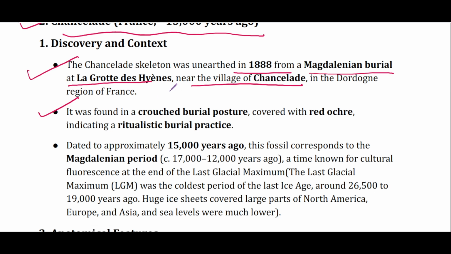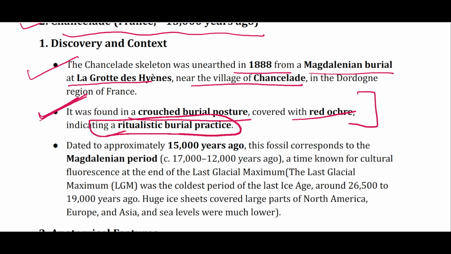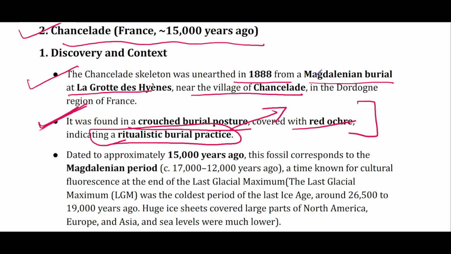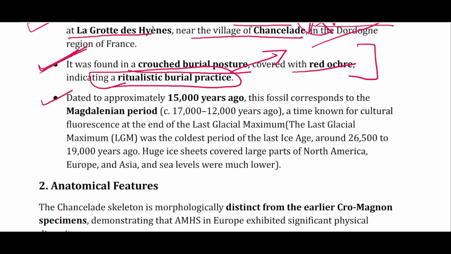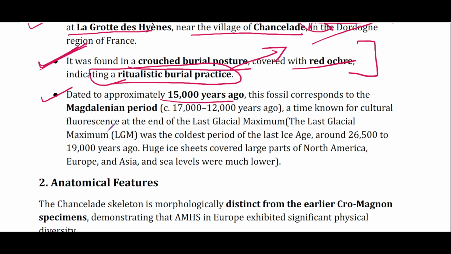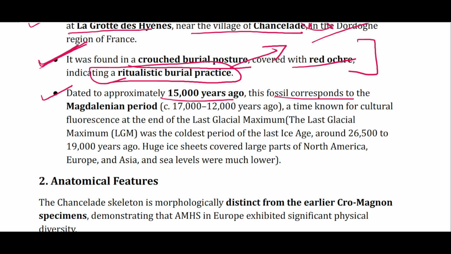Then the thing here, this fossil was found in a crouched burial position with red ochre, and this was again evidence of ritualistic burial practice, symbolic thinking that can be associated with AMHS of Europe, Chancelade. And it is dated to approximately 15,000 years ago, and this fossil corresponded to the Magdalenian period, which is a time of cultural flourishing at the end of the last glacial maximum.